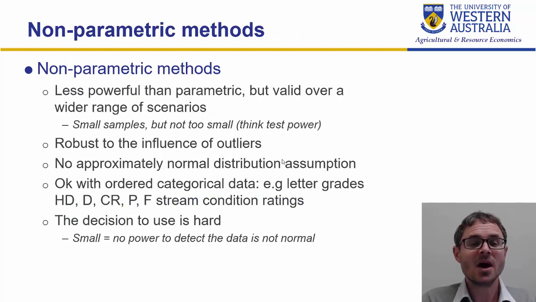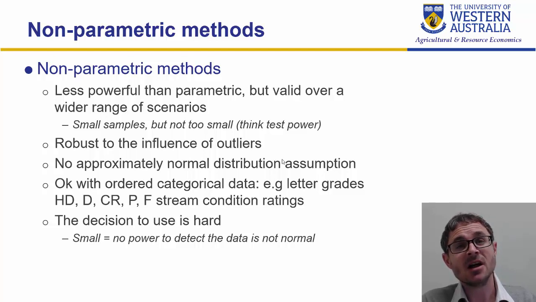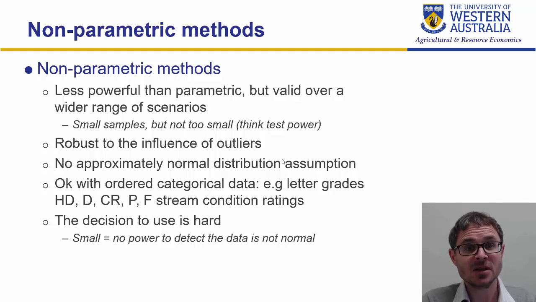So what are our non-parametric methods? Our non-parametric methods are methods that are valid over a much wider range of circumstances than our parametric methods. Remember, parametric methods are our t-test and our ANOVA, and subsequently our regression. There is a very wide class of circumstances in which those methods work, and when the assumptions are valid, they are more powerful in detecting differences, if there are true differences, than non-parametric methods. But our non-parametric methods are valid over a wider range of circumstances.